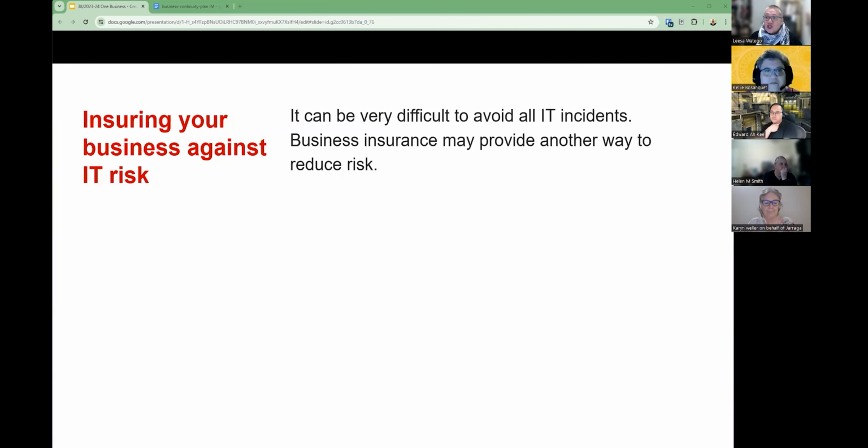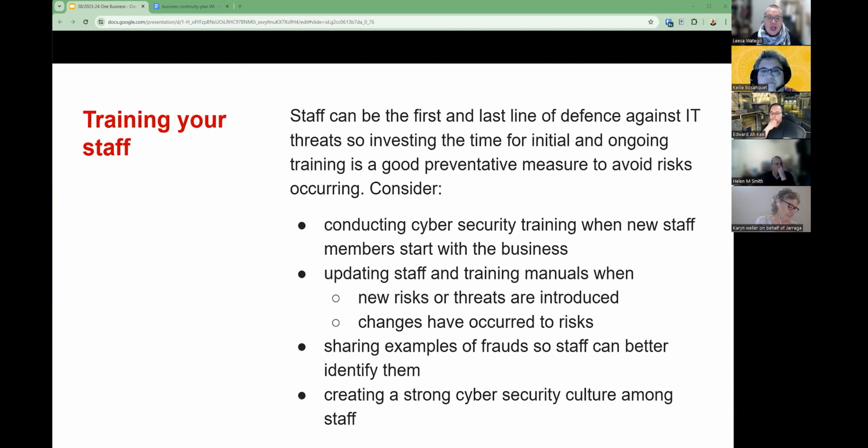The other thing that you can do is get insurance. I have to double check my insurance and make sure we're covered. I think we are. I did ask for it from our insurance broker. So I've got to double check that one, as well as training your staff. Staff can be the first and last line of defense against an IT threat. So investing the time for initial and ongoing training is a good preventative measure to avoid risks occurring.